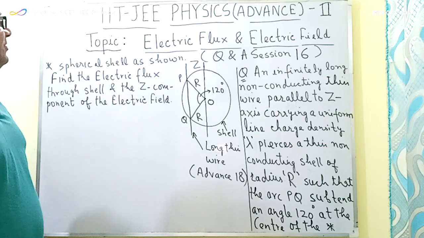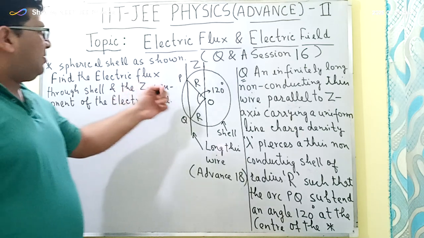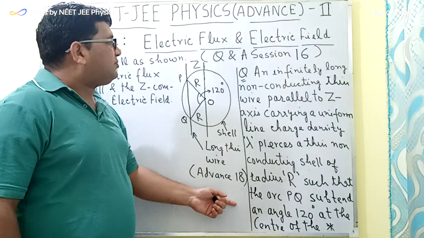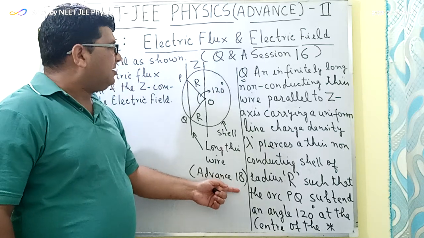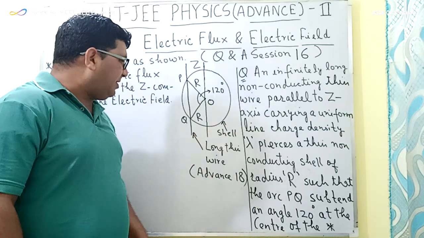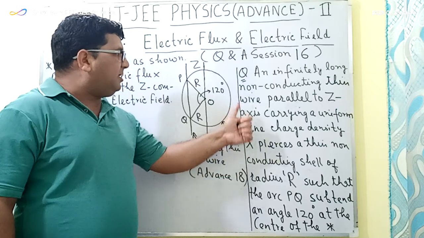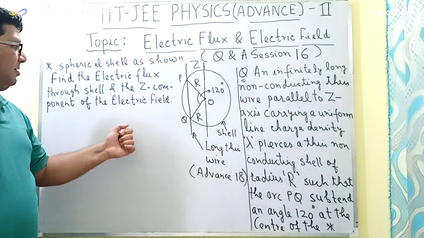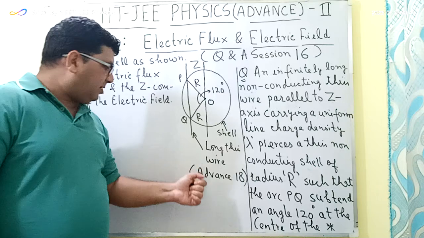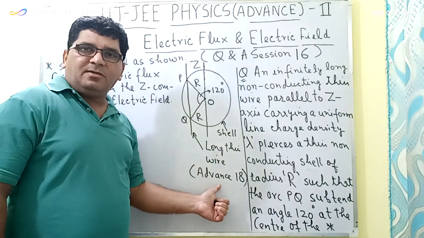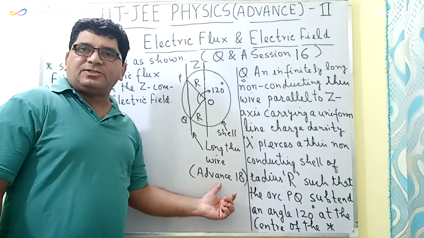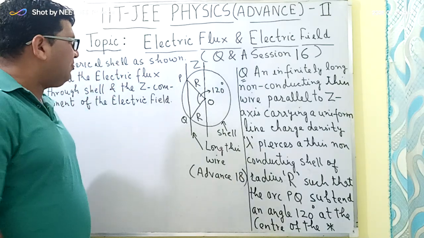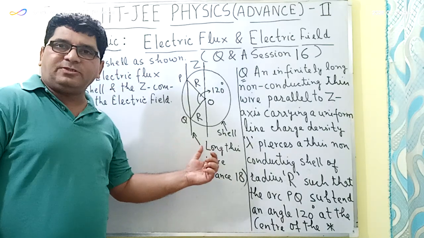The topic is the electric flux and the electric field, and based on this topic I have selected one question which was asked in the JEE Advanced examination in the year 2018. This question has been slightly modified by me. However, the question is almost the same as asked in the Advanced paper in the year 2018. The original question consists of four alternatives, and we were supposed to find the correct options.